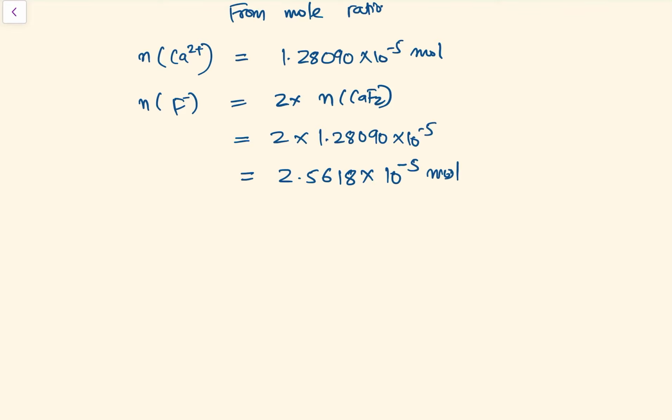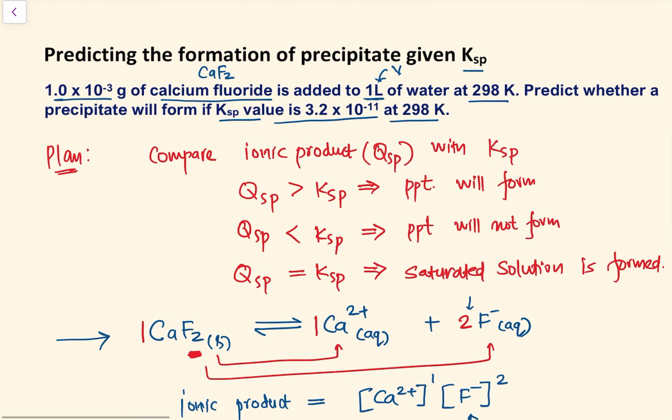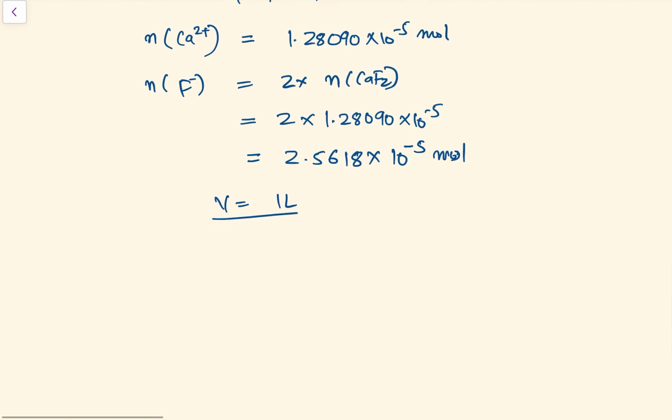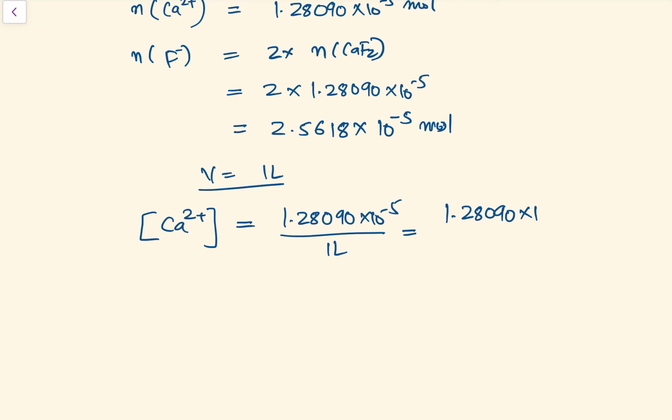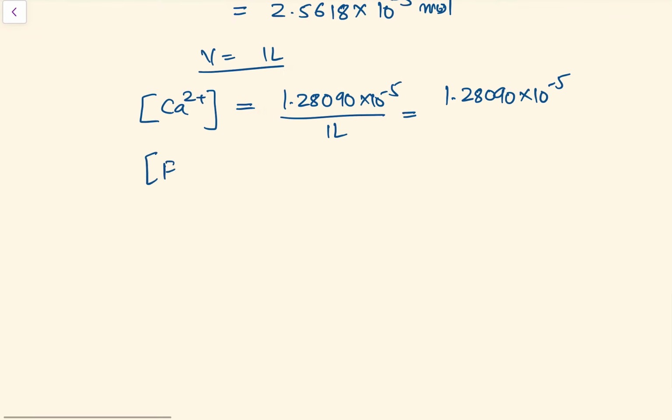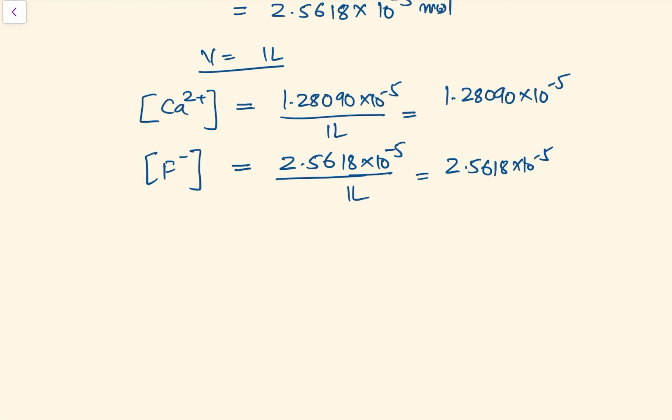Okay, but we need the concentrations, and we have the number of moles. Since the volume is 1 liter, the calcium fluoride is dissolved in 1 liter of water, so the concentration is pretty easy to find. The concentration of calcium 2 positive would be the number of moles, 1.28090 times 10 to the minus 5, divided by 1 liter, which is the same number. And similarly the concentration of fluoride ions would be 2.5618 times 10 to the minus 5 divided by 1 liter, which is the same number again. So this is 2.5618 times 10 to the minus 5, and this is moles per liter. This is also moles per liter.